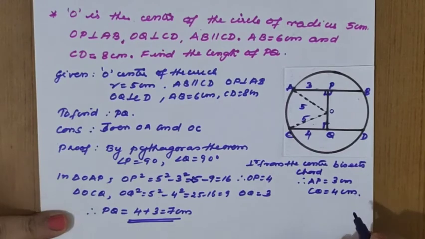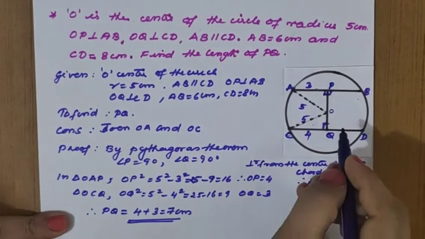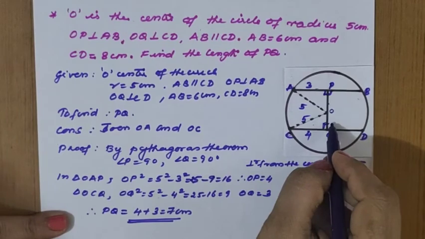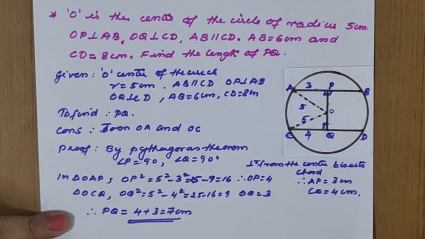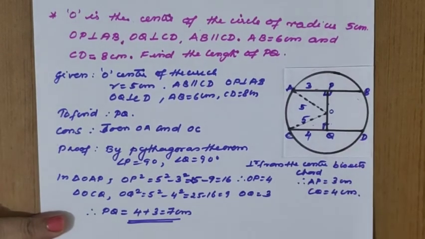If you understood the last question, it is easy how we are getting it. So what is the total length? Total length equal to 4 and 3 to be added, that is equal to 7. So up to here it is 4 and here it is 3. So total length is equal to 7. Last time it is on the same side, so difference we have taken. This time it is on either of the sides, so we have added.